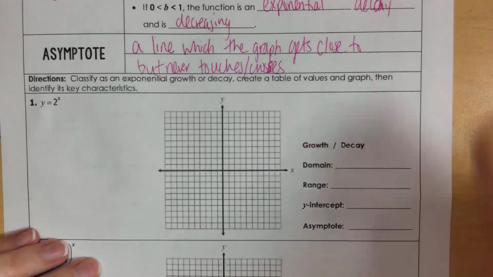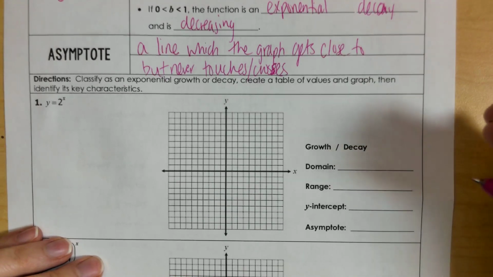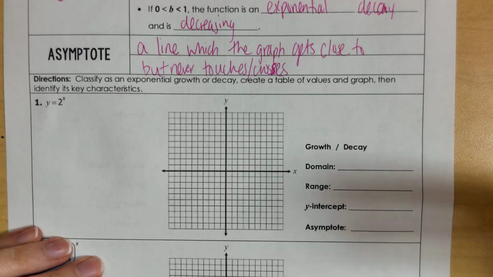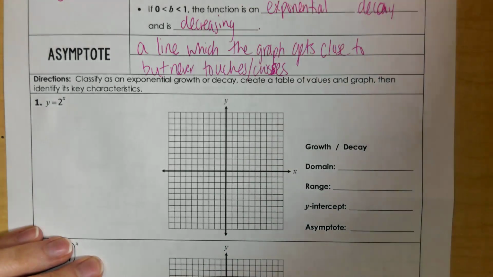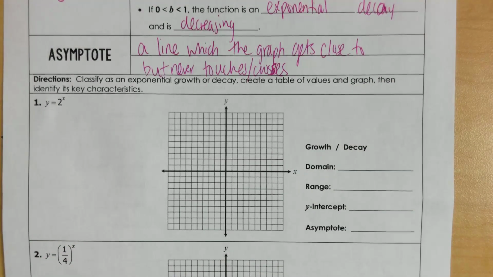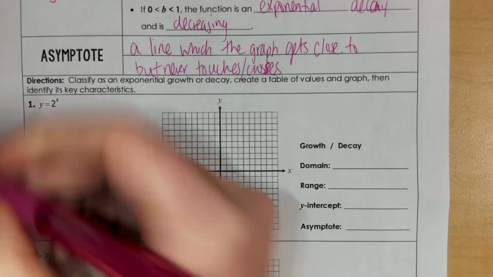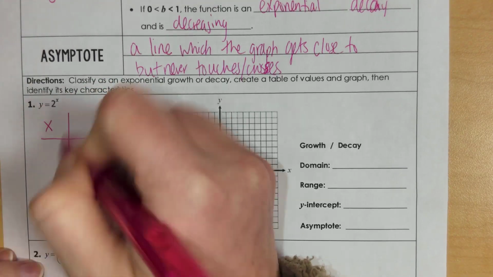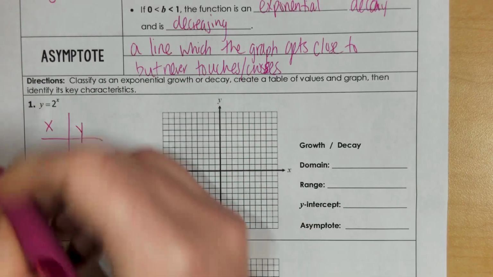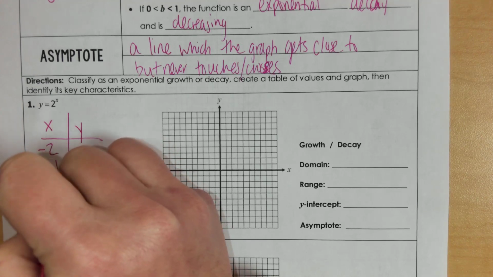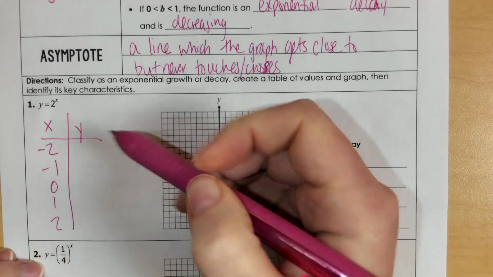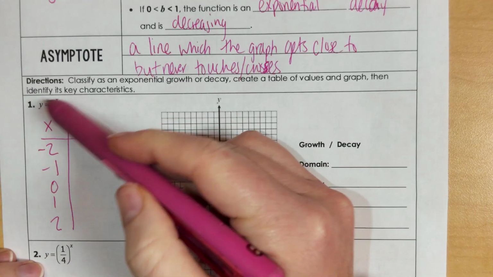Okay, so let's talk about some characteristics. We'll classify these graphs and we'll actually graph a few of these as well. So we're going to start with y equals 2 raised to the x power, and the best way to graph these is by using an xy table. So I'm going to use -2, -1, 0, 1, and 2. And I'm going to plug in these x values into the equation to find out what y is.